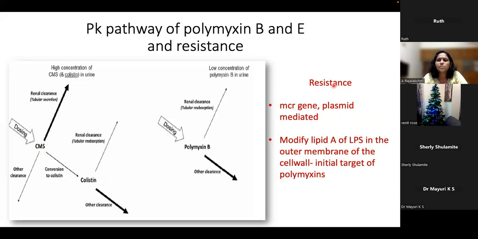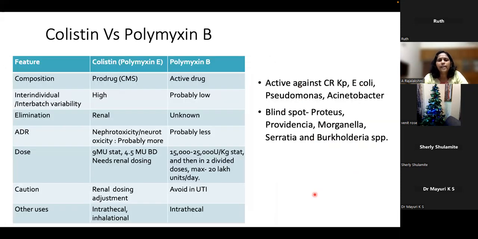The resistance is by plasmid-mediated MCR-1, which modifies the lipid A of the lipopolysaccharide in the bacterial cell wall, the outer membrane. So the initial target for the polymyxin, the polymyxin binding and action on the cell wall, doesn't happen. Again, this will be dealt with next session when we compare the use of colistin and polymyxin.